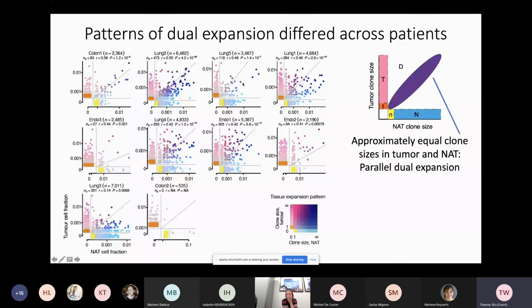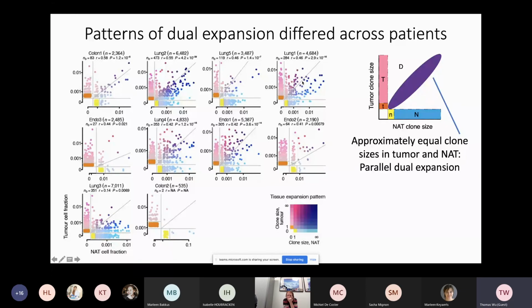But the interesting thing is that a lot of these dual expanded clones seem to lie near the diagonal. You can see this most strongly for colon 1. You get a little hint in some of these other patients, not perfectly along the diagonal, but there's enough here to suggest that there's some sort of parallel dual expansion going on, meaning that these clones have about the same number of cells in both tumor and NAT. And so that raised an interesting hypothesis.